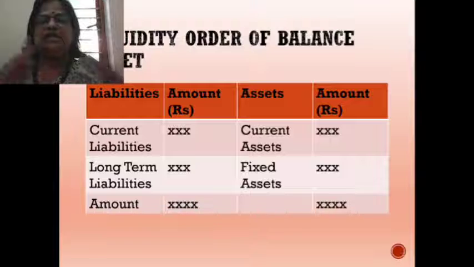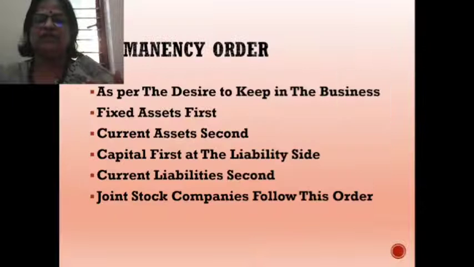If you see the liquidity order of balance sheet, on the liability side, I have given the format. Current liabilities will come first, followed by long-term liabilities, and the total will be the amount. If you see the asset side, the first item will appear as the current assets, followed by fixed assets.